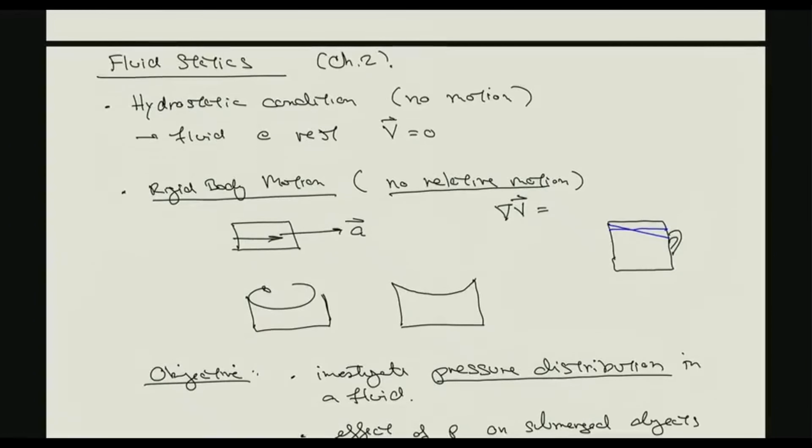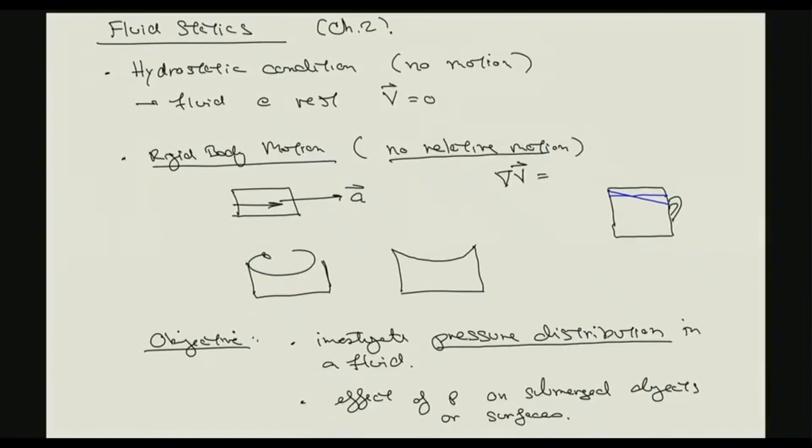The underlying assumption is there's no relative motion and therefore no shear. So in chapter 2, no shear stress. But there is pressure, the normal stress in the fluid, and the corresponding force. Okay, so that's what we're going to consider.